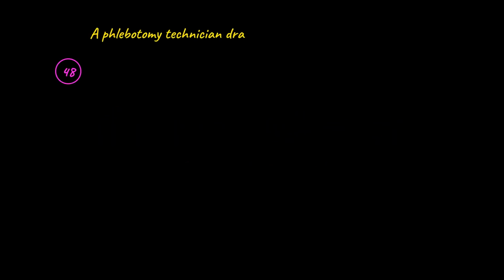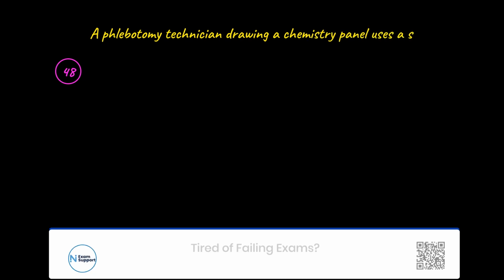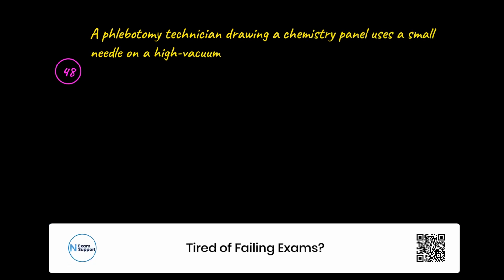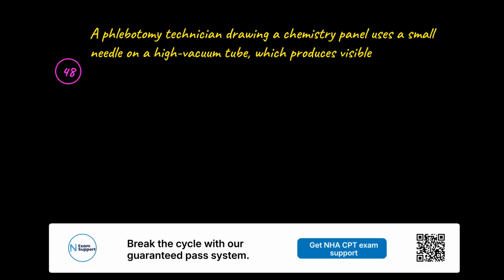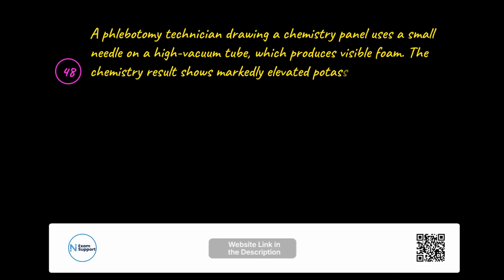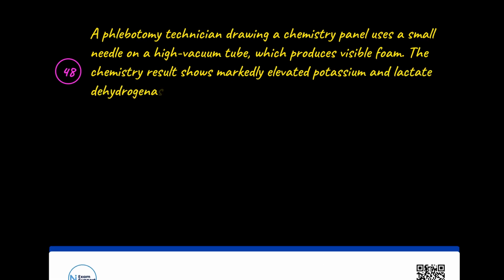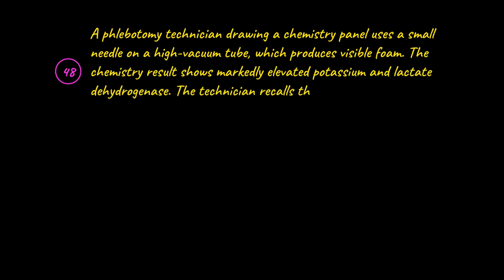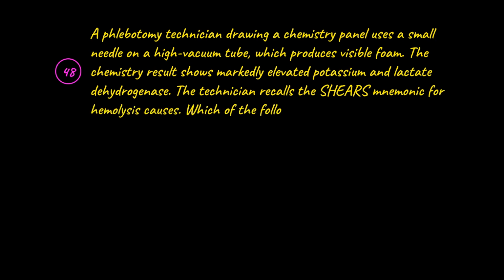Question 48. A phlebotomy technician drawing a chemistry panel uses a small needle on a high vacuum tube, which produces visible foam. The chemistry result shows markedly elevated potassium and lactate dehydrogenase. The technician recalls the SHEARS mnemonic for hemolysis causes. Which of the following causes matches?